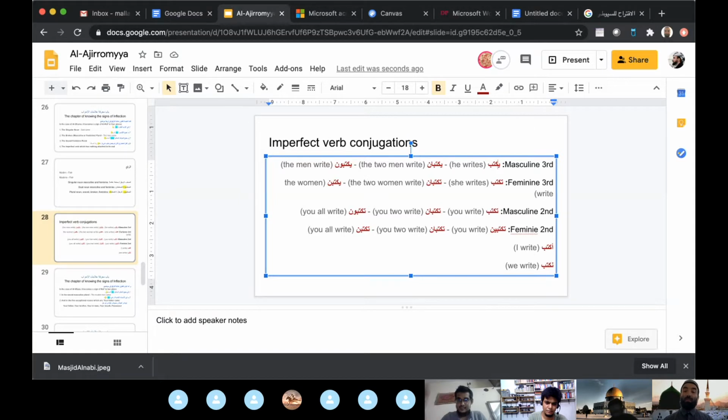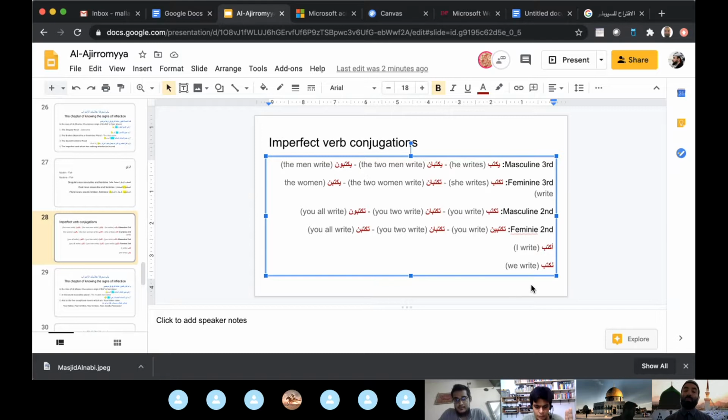Any questions here? Yeah, I had a question. Very quickly, is this ruling similar for most other verbs as well? Yeah, exactly. So the reason I included just one verb is that once you learn one verb, you know all verbs, because the ruling is the same. This is a qaida, a general rule that applies to all verbs.